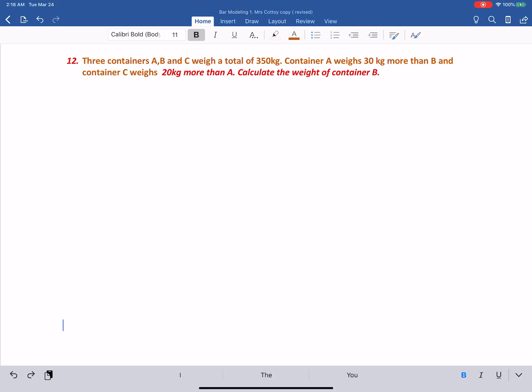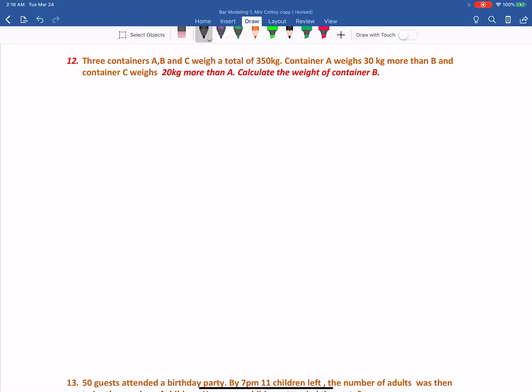Great. So draw 3 containers A, B, and C with a total of 350. So we have A. I don't know the comparison, so I'm just making a sketch. This here is not accurate. We need to understand that. A, B, and C have a total of 350. Right? That's the whole.